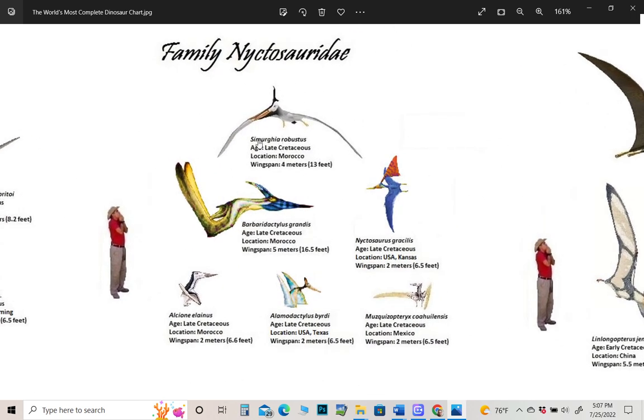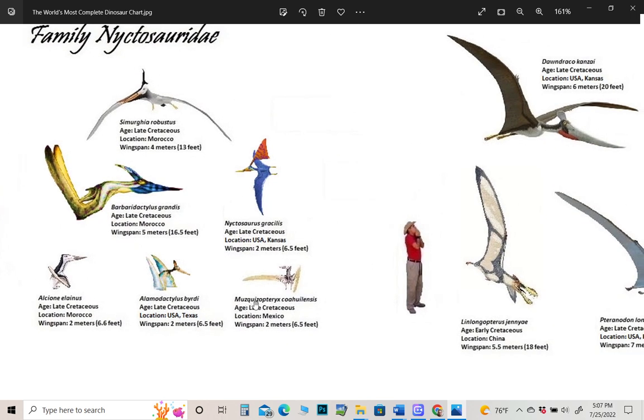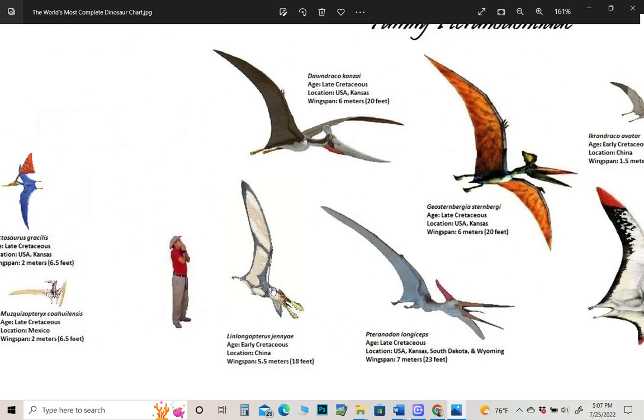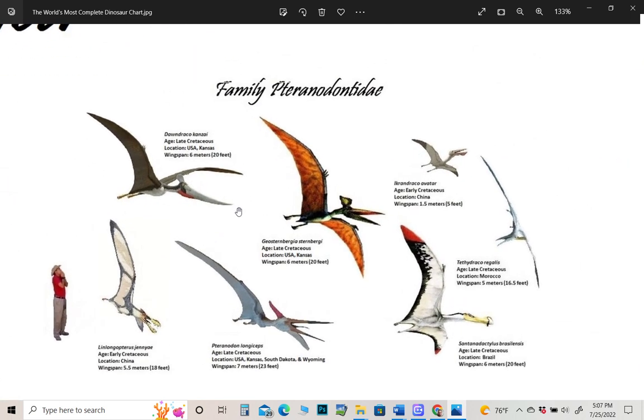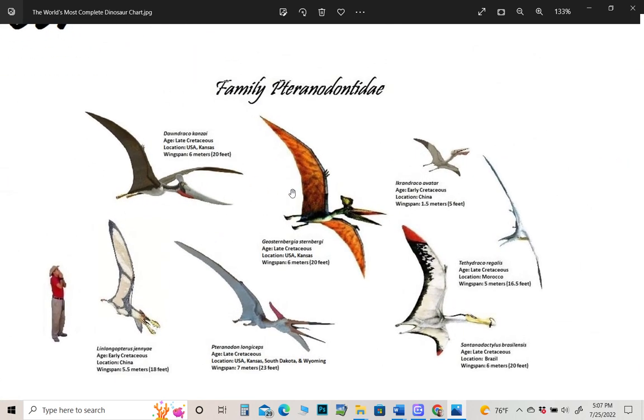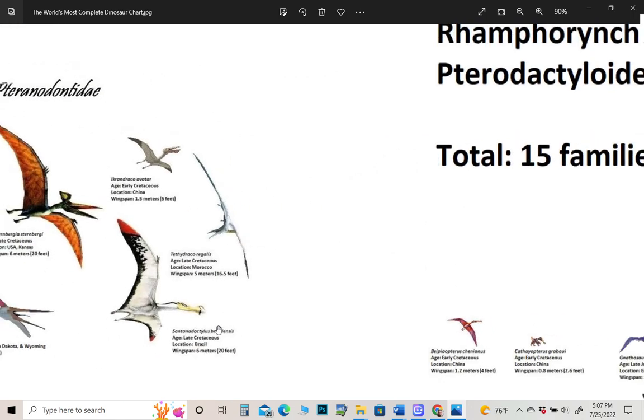The Nyctosaurs: Cimoliopterus, Barbaridactylus, Nyctosaurus, Alcione, Alamodactylus, Muzquizopteryx. And then Pteranodons proper: Dawndraco, Ikrandraco, Geosternbergia, Dendrorhynchoides, Liaoningopterus, Pteranodon, and Santanadactylus.